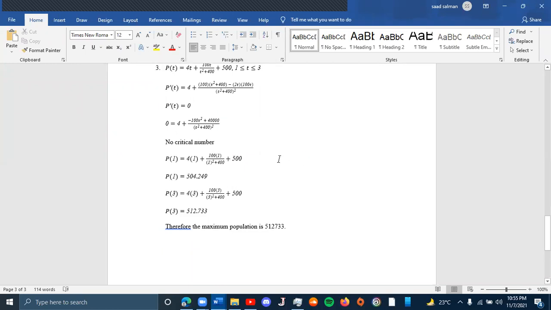So P(1), so 1 will be substituted into the equation, which will be P(1) = 4 multiplied by 1 plus 100 multiplied by 1 divided by 1 squared plus 400, plus 500. So P(1) would derive 504.249. We'll substitute number 3 into the equation, which will be 4 multiplied by 3 plus 100 multiplied by 3 over 3 squared plus 400, plus 500. P(3) would give us 512.733. Therefore, the maximum population is 512.